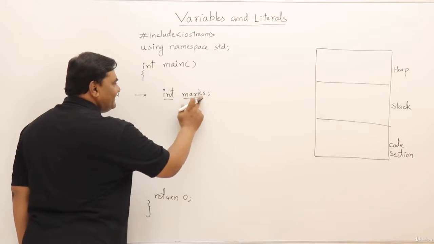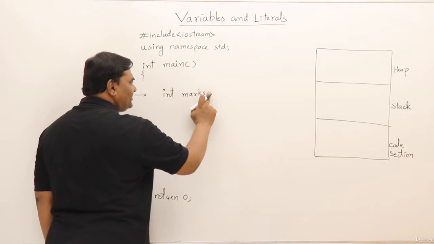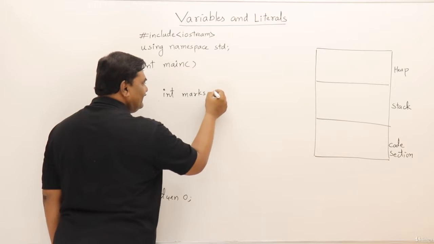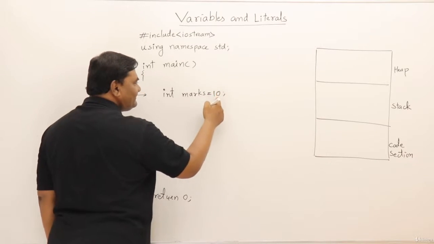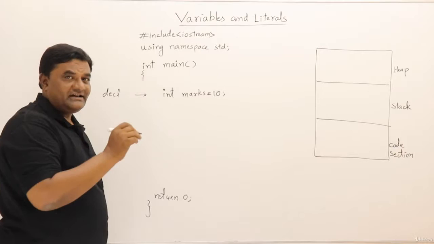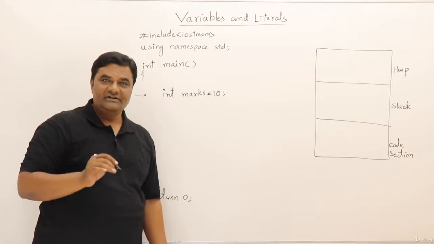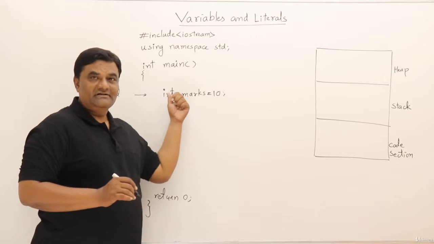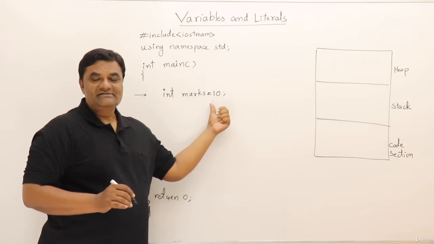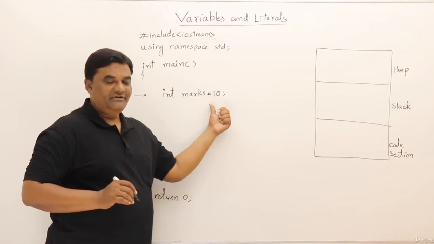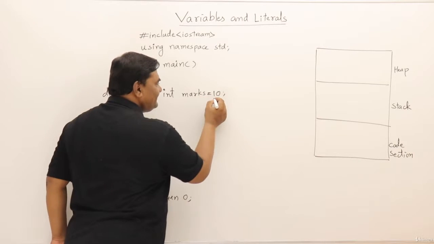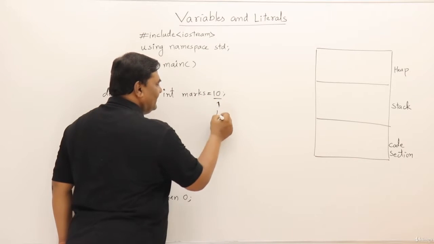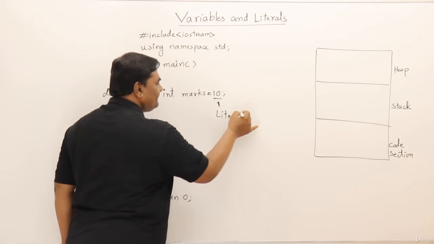Now the next thing is, if you want to assign some initial value to a variable, you can directly assign it. This is called initialization. Initialization is the first value given to a variable when it is declared. So this is the data type, this is the name of the variable, and this is the value assigned to a variable. This direct value that is assigned to a variable is called a literal.